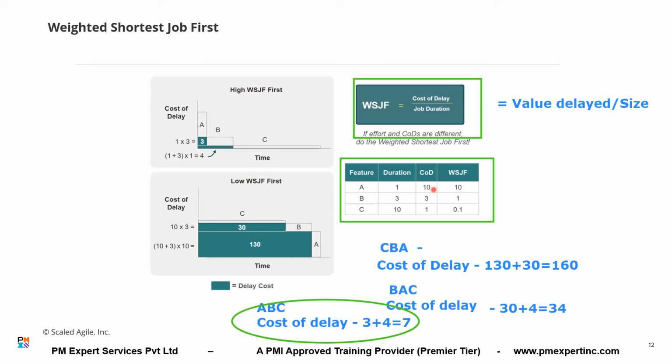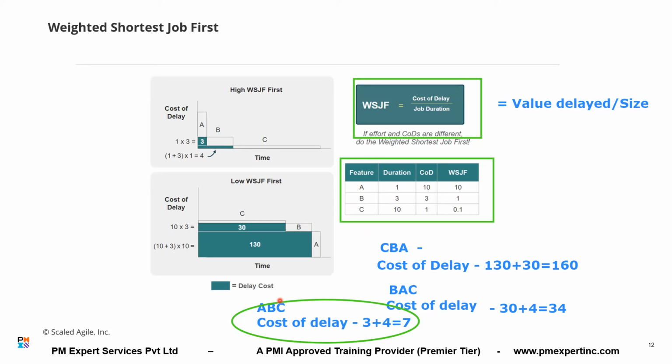For example, this is a backlog with features A, B, C. I can do the work in this sequence, C, B, A. I can do it like B, A, C. I can do it like A, B, C. Any of the sequences, right? Yes or no?